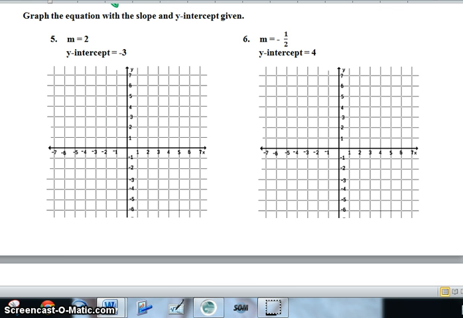For numbers 4 and 5, we are given the slope and the y-intercept, so we just need to plot the y-intercept here at negative 3, and our slope is positive 2, which is 2 up to the right 1, 2 up and to the right 1, and so on. And we connect the dots. In example 6, my y-intercept is at 4. My slope is negative 1/2, so I'm going to go down 1 and to the right 2, down 1 and to the right 2. Notice that line is decreasing as we go left to right.